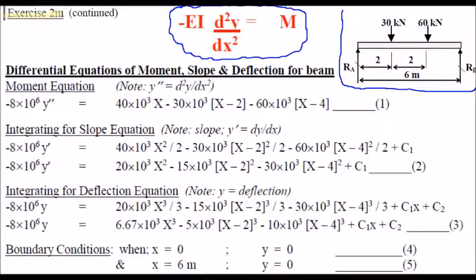Exercise 2M continued. So what we're going to do now is generate an equation for the bending moment along the length of the beam. We're going to integrate to find the slope. We're going to integrate to find the deflection. Then we're going to impose our boundary conditions.